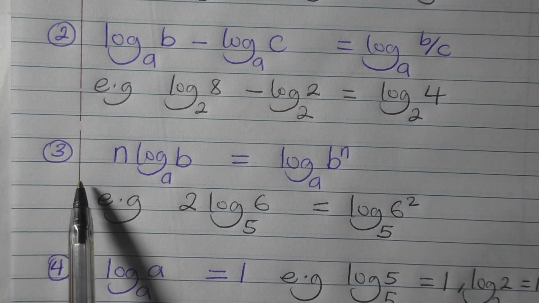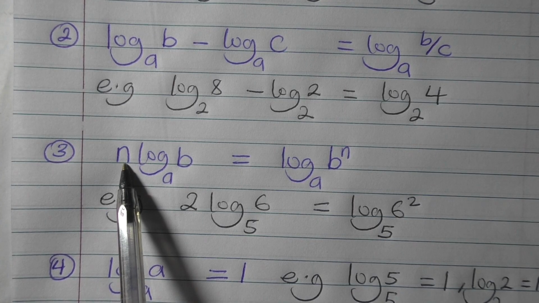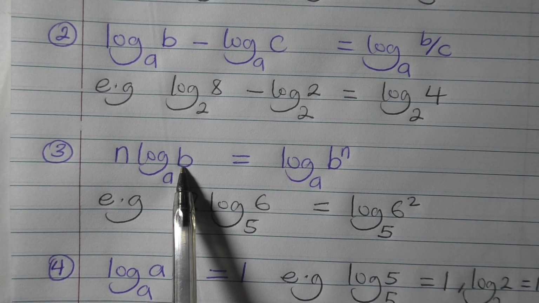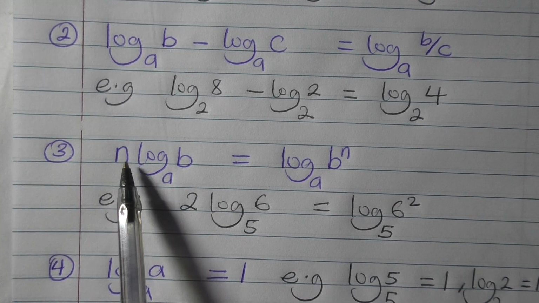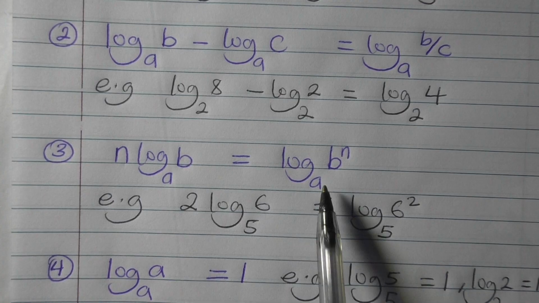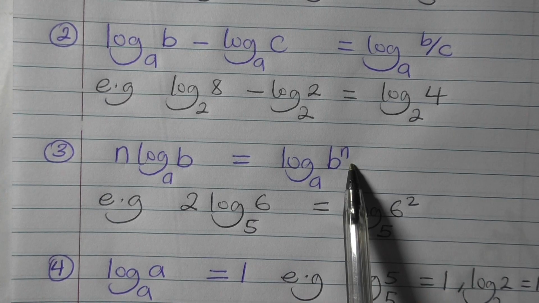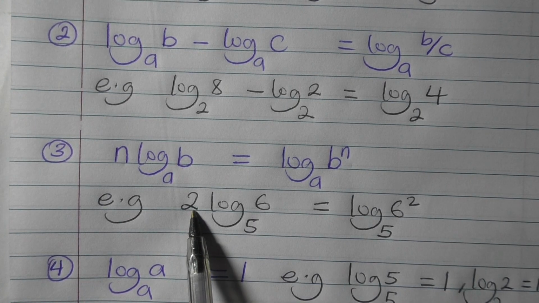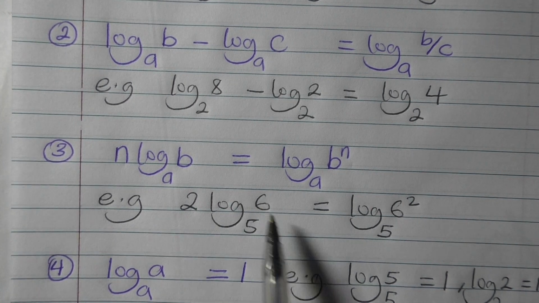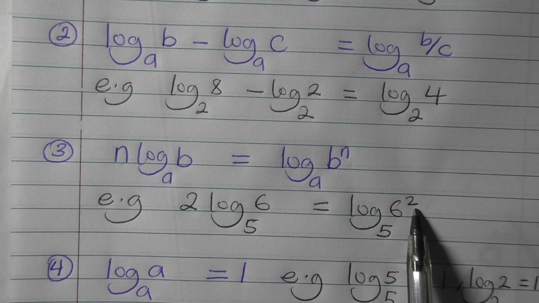Then our third law says that if I have a coefficient on my logarithm, that is to say n log a power b, then the coefficient, or the number in front of the logarithm, becomes a power of b, so that I end up with log a b power n. For instance, I have 2 log 5 power 6, so the 2 will come and power 6, so that I end up with log 5 6 power 2. That is our third law.